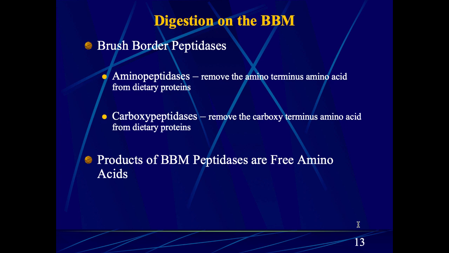There's some that are called aminopeptidases and carboxypeptidases. What's the difference? Yeah, which end of the protein they work on. These are cleaving one amino acid at a time, either from the amino end or the carboxy end. So they're working on the ends of the proteins.